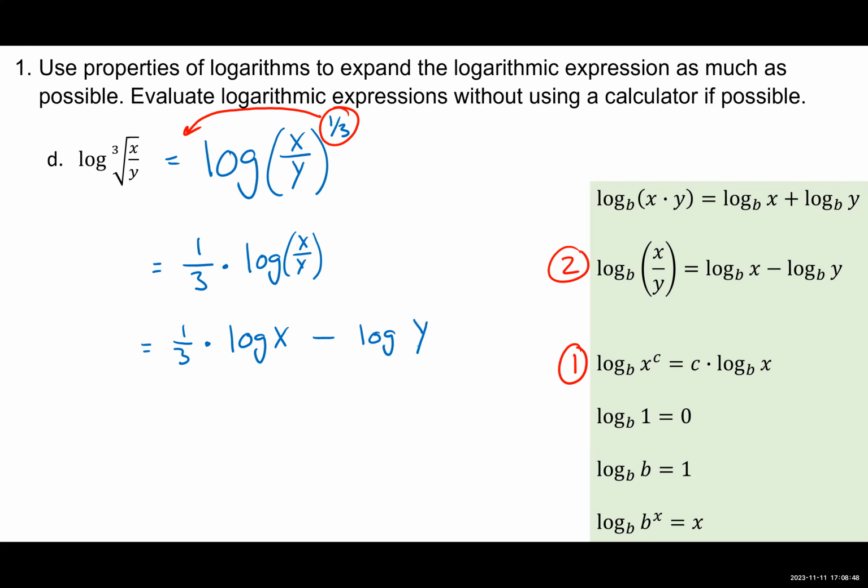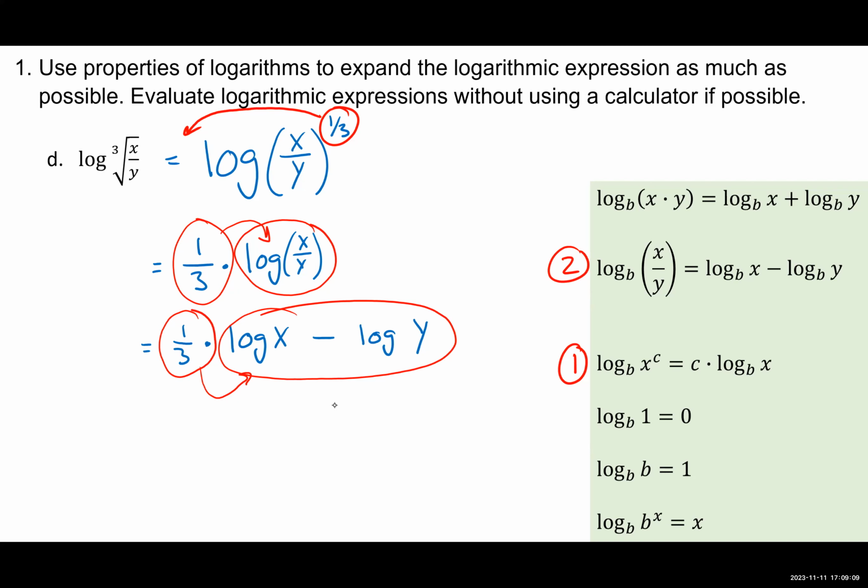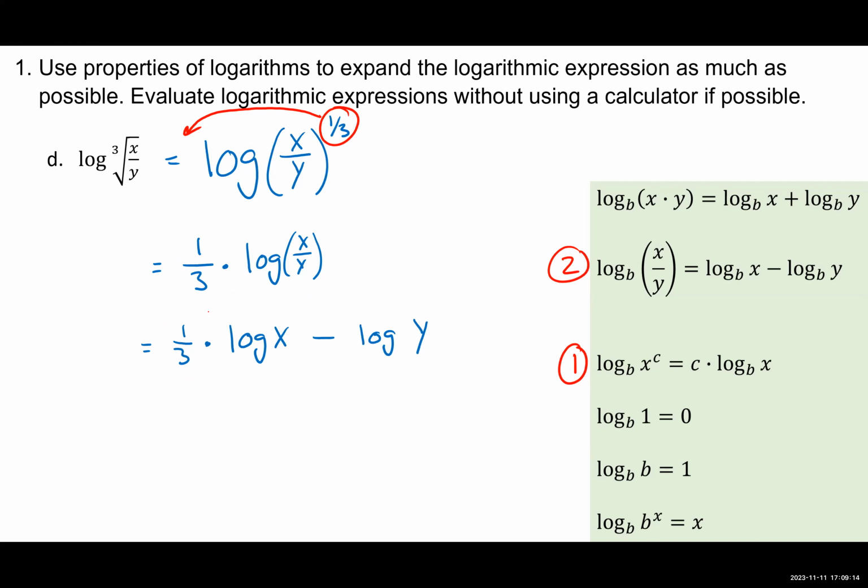Now you have to be careful here. This doesn't look right to me. So in the second step, this 1/3 was multiplying by this entire log, right? Which means in the next step, this 1/3 has to multiply by everything. So we got to throw in some parentheses here to make sure each step is equal to the step before it. All right, so this looks good.